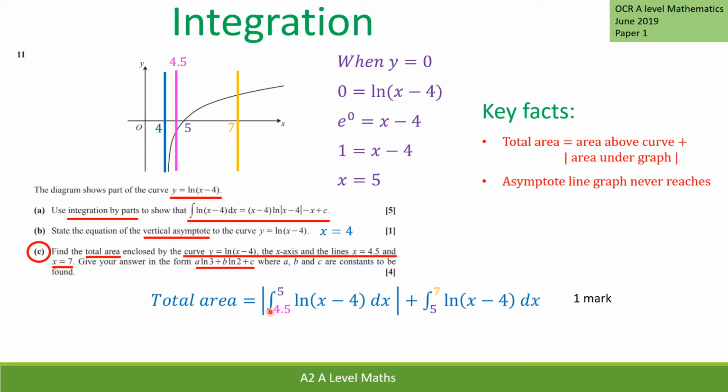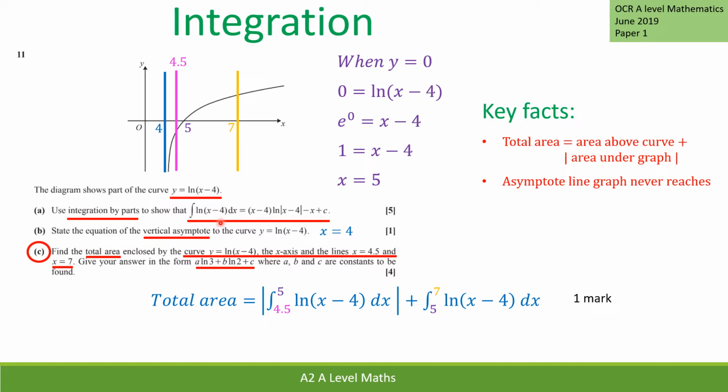Our total area is the integral between 5 and 4.5 of ln of x minus 4 dx, plus the integral between 7 and 5 of ln of x minus 4 dx. And that will give you 1 mark for identifying we need to integrate the same function between two different limits. So one is integrated between 4.5 and 5, and the second is integrated between 5 and 7. It covers the total range between 4.5 and 7, but just split it up because one is below the axis and one is above.